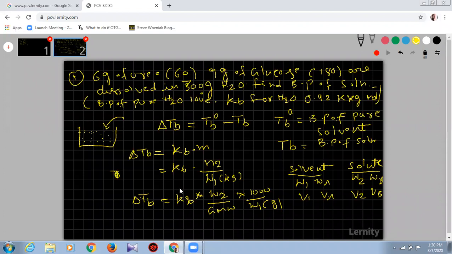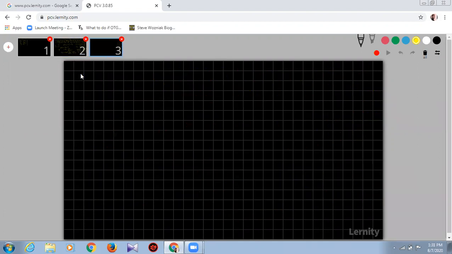Okay, so what is the formula for this one? Now, molality. Here there is not only one solute and one solvent; now two solutes are there and one solvent is there, right? So first we will calculate the number of moles. What is the total number of moles of solute?